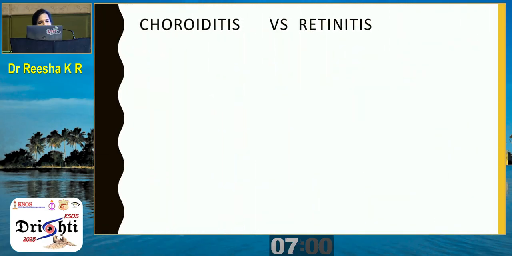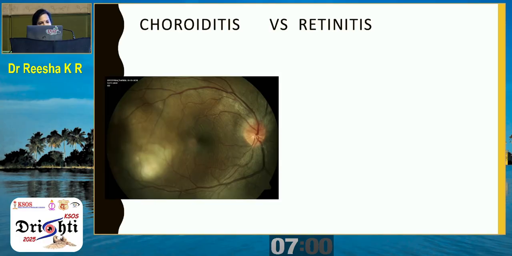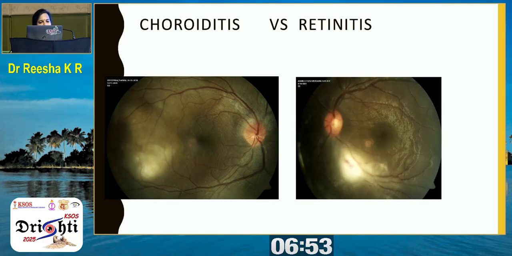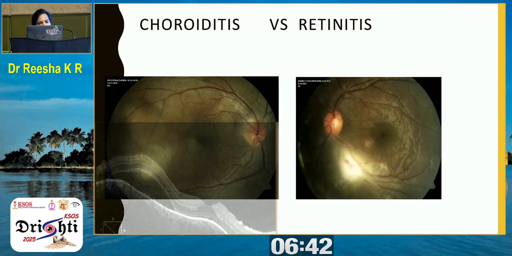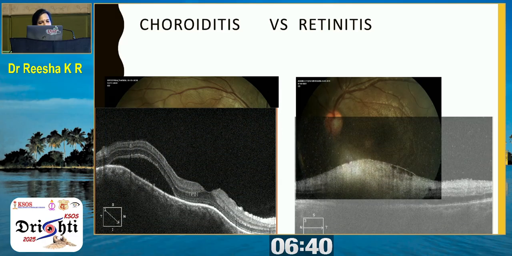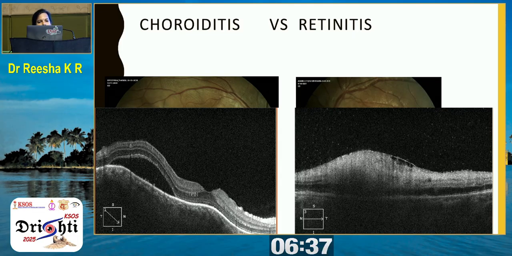So how to differentiate choroiditis from retinitis? See, the first picture is a choroiditis lesion, a deep lesion, margins not well defined, yellowish. Vessels can be seen over it clearly. The second picture is a retinitis lesion, margins are well defined, vessels not clearly seen over it, associated with vitritis over the lesion. OCT will help you in diagnosing the level of the lesion.